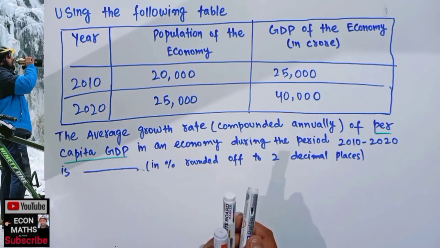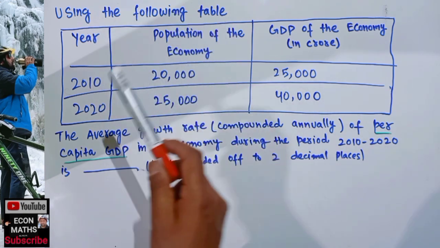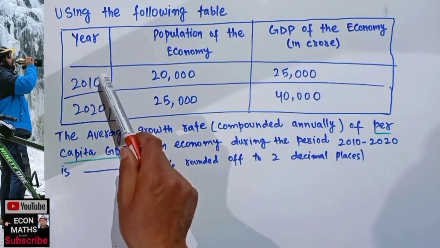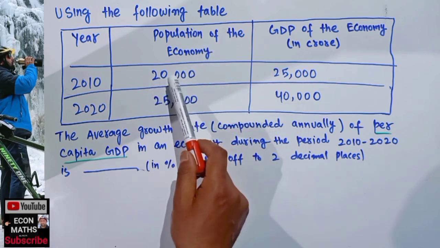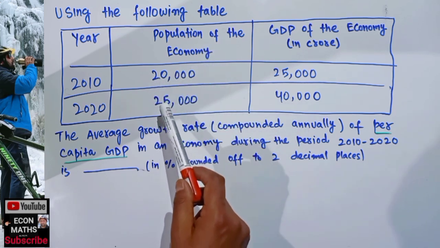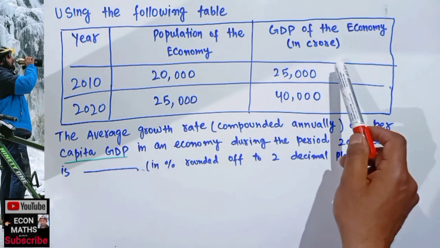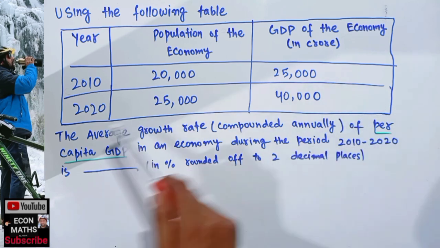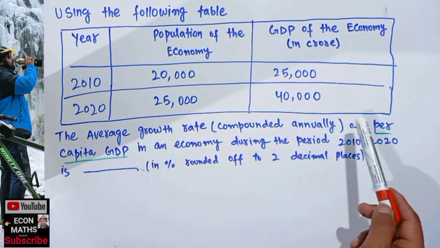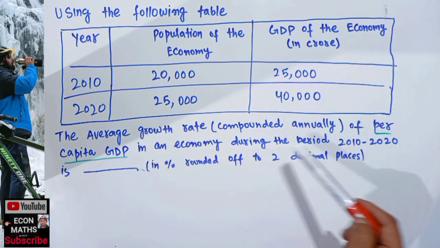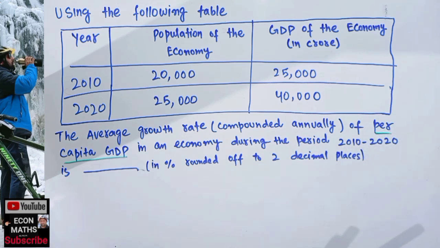How to find the compound annual growth rate of per capita GDP? The question is, using the following table, we are given the years 2010 and 2020. Population in 2010 is 20,000 and in 2020 it is 25,000, and GDP in 2010 is 25,000 and 40,000 in 2020. We need to find the average growth rate compounded annually of per capita GDP in an economy during the period 2010 to 2020. How do we calculate it?